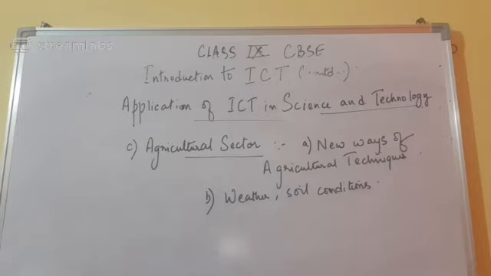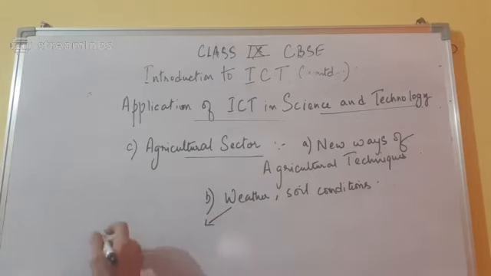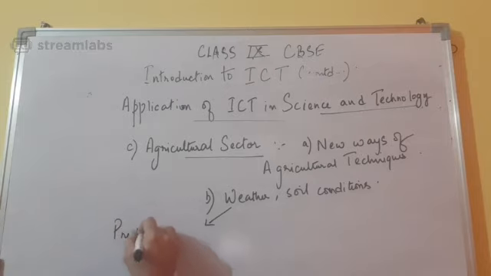So now what happens is early prediction of rains. In case of weather, there are different factors, such as whether the rain will come in a particular month, or in which particular months the rain is likely to be there. So that means prediction of rains. This can be better judged using information and communication technology only.